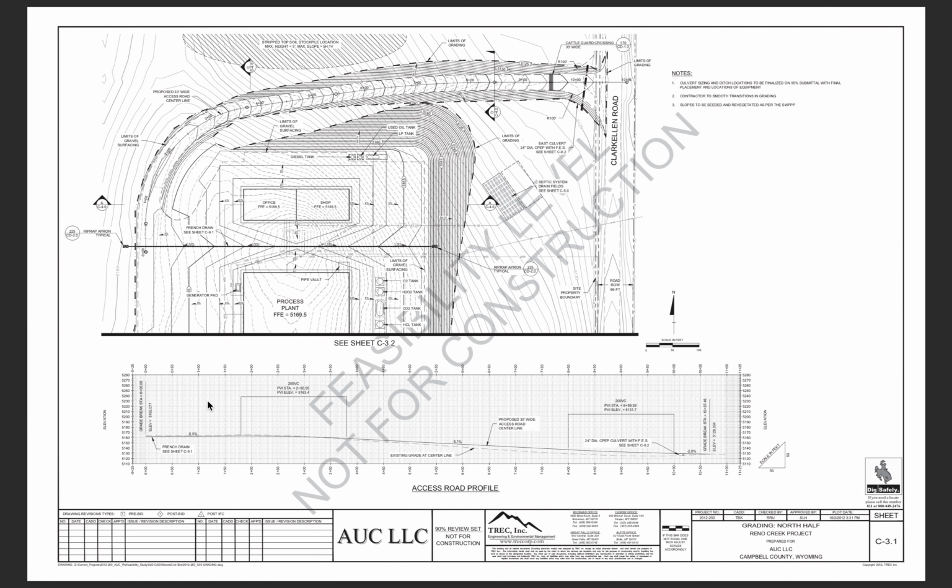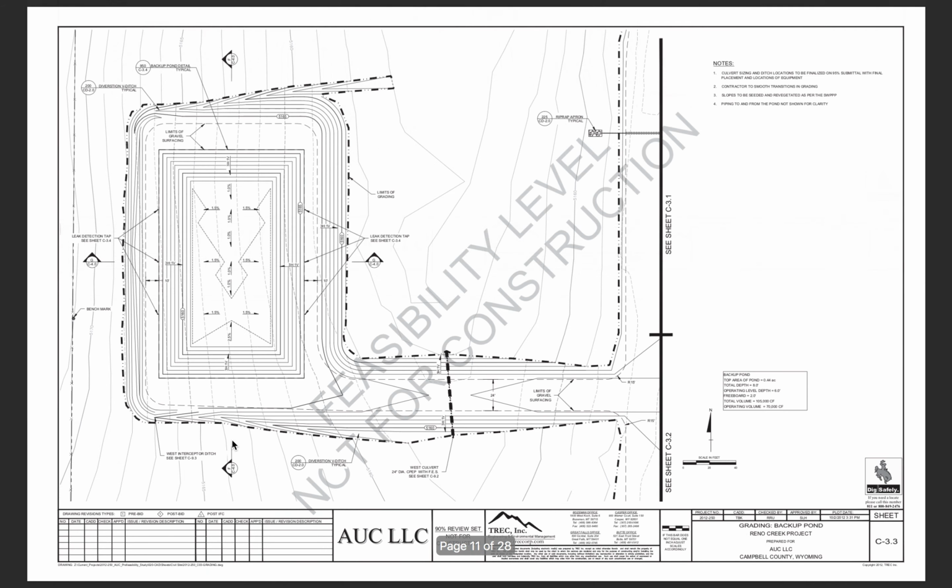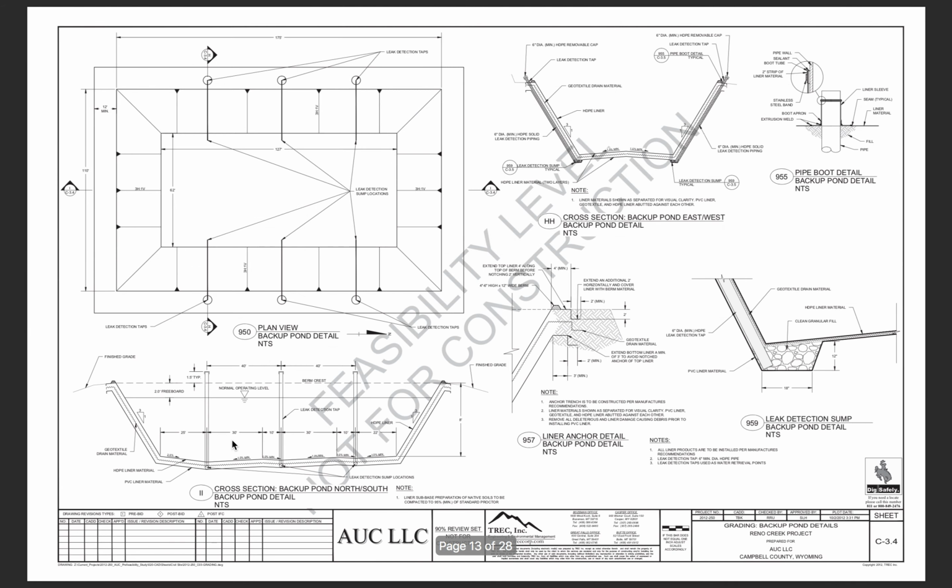Right here, this is showing us the grading from a side profile, and this is the access road. So it comes at a lower elevation, and then we go up on a grade to get up to the plant. So these are all things to recognize, and it's very important that we can read the legend and be able to know what each one of these symbols mean.